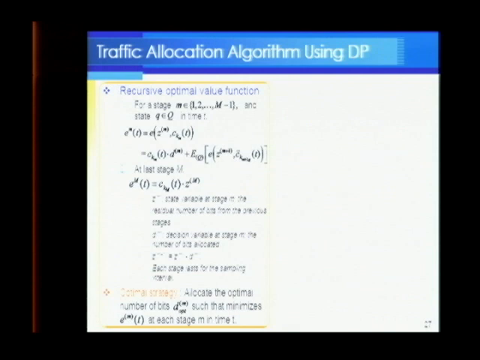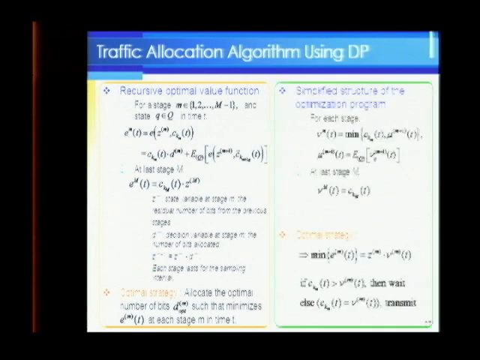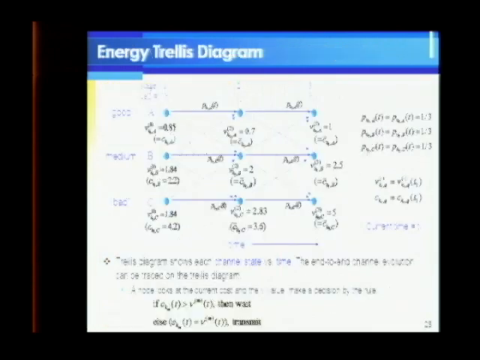I'll skip the math and just show the graph here. So we can set up a trellis diagram. The depth of the trellis here is the number of stages until the delay deadline. The number of states here are the quantized states of that distribution for each cell.